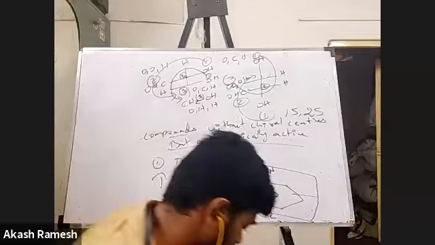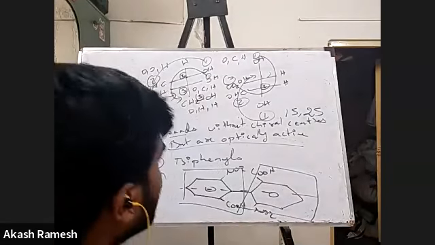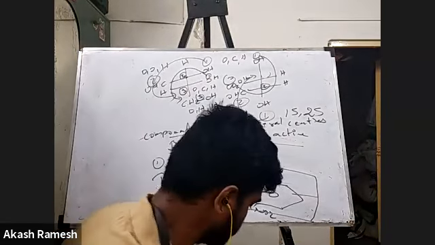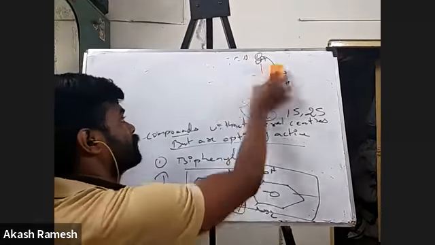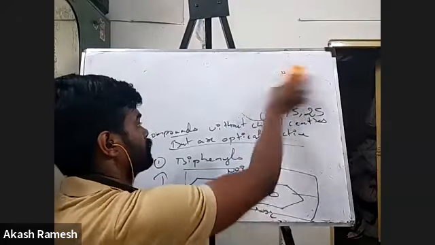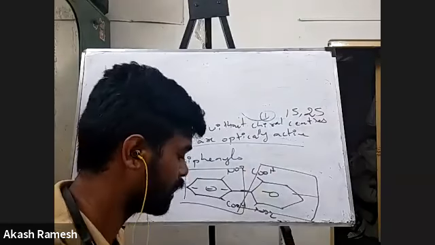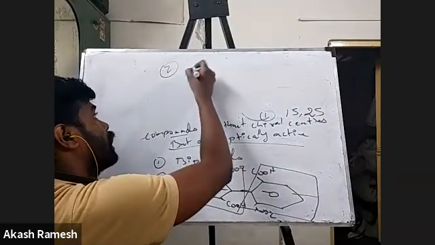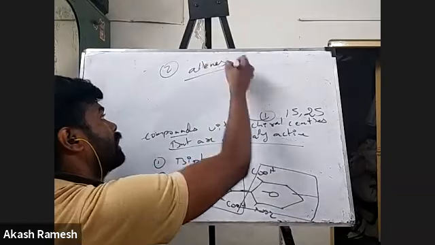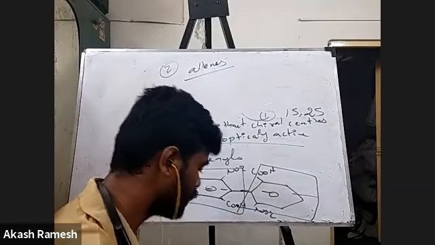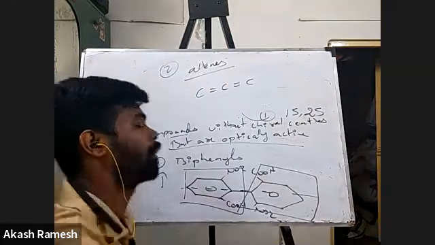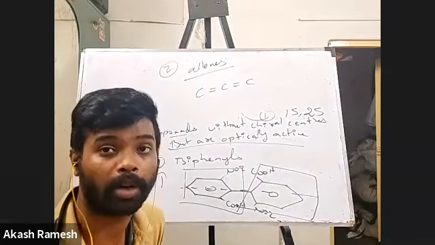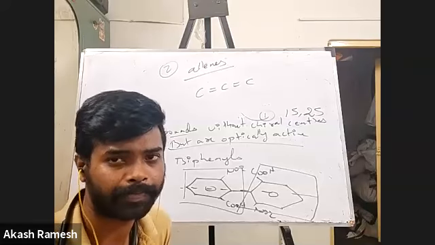Now, other than this, I have something called allenes. The second class of compounds are what are called allenes. Allenes are very simple. Allenes are these kinds of compounds. When you have consecutive double bonds, these are what are called allenes.